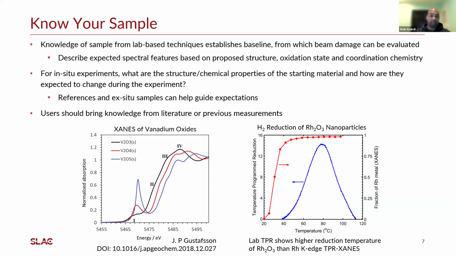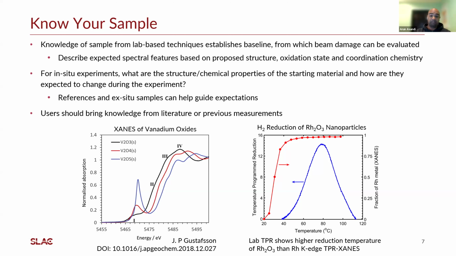For in situ measurements, where the user usually expects to see some change in their sample, they should know what the starting material is and what changes are expected during the experiment under different conditions. For example, at the bottom right here, this shows the reduction of rhodium oxide nanoparticles in hydrogen. The blue curve is showing the evolution of water during a lab TPR experiment. You can see the reduction is happening around 80 degrees Celsius.